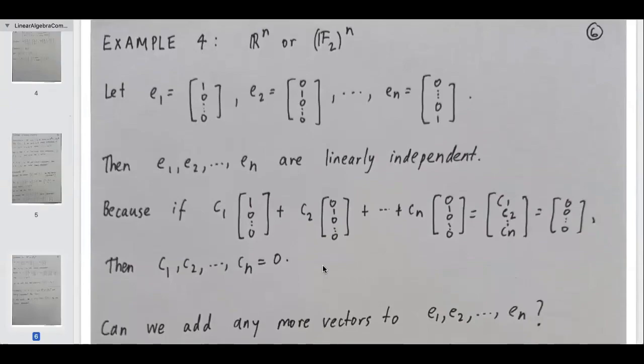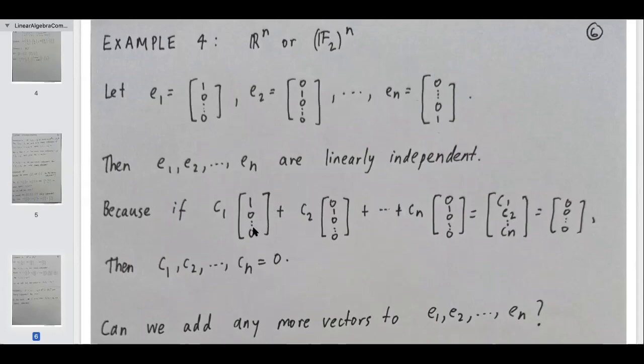So just another example in R^n or F2^n. Let E1 equal 1 0 0 0 0, let E2 equal 0 1 0 0 0, and let En equal 0 0 0 0 1. So Ei has 1 in the ith position and 0 elsewhere. And then it is clear that all these are linearly independent. So we have n linearly independent vectors in R^n or F2^n. I'm saying that you can view these vectors as vectors in either R^n or F2^n, and the same argument works.